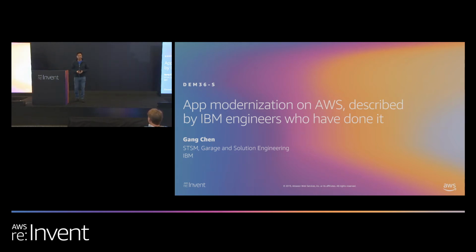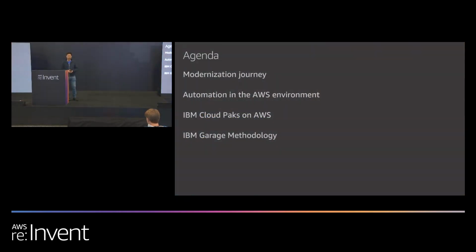This is Gan Chen from IBM Garage, and I specialize in innovation on app modernization in a hybrid cloud environment. Today I want to quickly talk about IBM's point of view when it comes to app modernization. We're going to focus on some of the very important aspects of automation as part of the app modernization journey. Then I'll talk a little bit about IBM Cloud Paks and how that can help you on that journey.